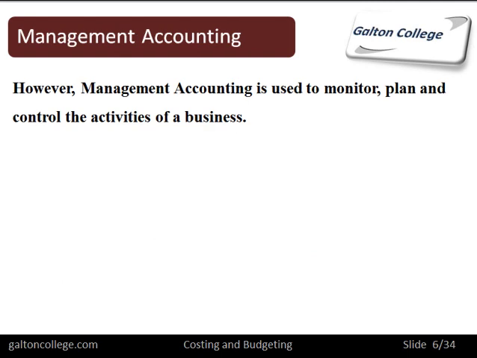However, management accounting is used to monitor, plan and control the activities of a business. There are two types of accountancy we can discuss. One is management accounting, which is internal to the business, and is used to monitor, plan and control the activities of a business. And the second type is financial accounting, which is to do with presenting a true and fair view of the business to the outside world, to the government for tax purposes, and to investors who may wish to invest in the business.